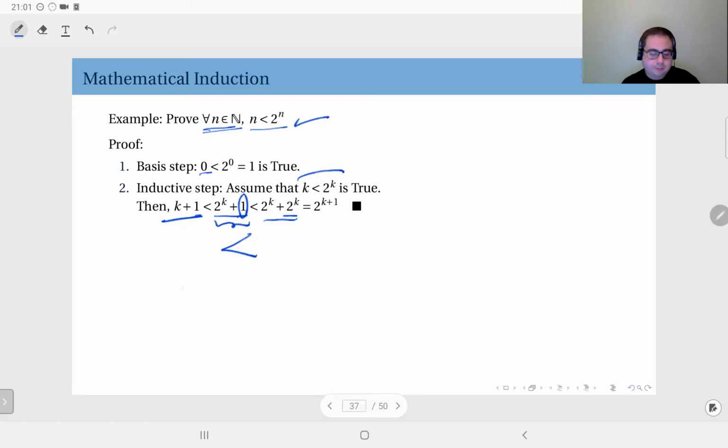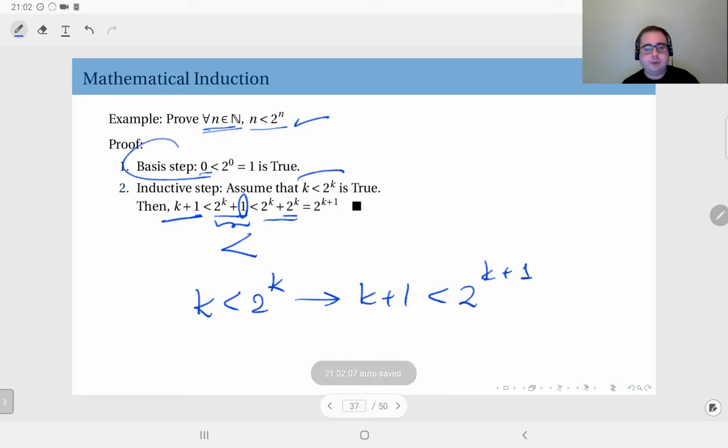So what I obtain is k less than 2 to the power k implies k plus 1 is less than 2 to the power k plus 1. Hence, along with the basis step, this entails that for all natural numbers, this inequality holds.